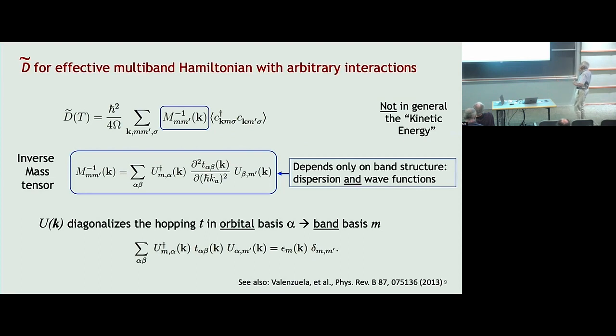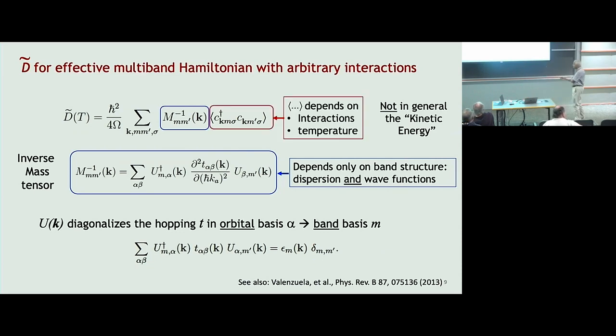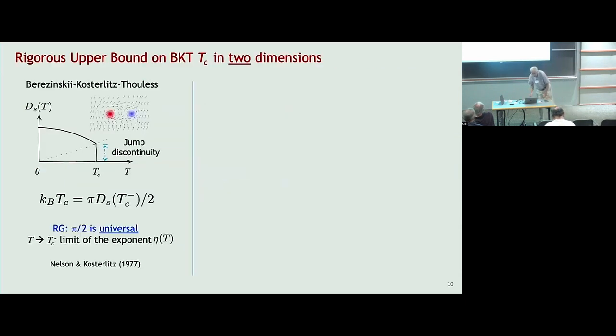By the way, it's only for, say, nearest neighbor hopping on a square lattice that this is the kinetic energy. Otherwise, it is whatever it is, okay? And this actually depends not just on the dispersion, but even on the wave functions, and that's also going to be quite important for many of the things I have to say later on. What this does is separate out the band structure contribution coming into the mass matrix and the many-body physics, which comes into this density matrix. Okay, so what are we going to do with this?